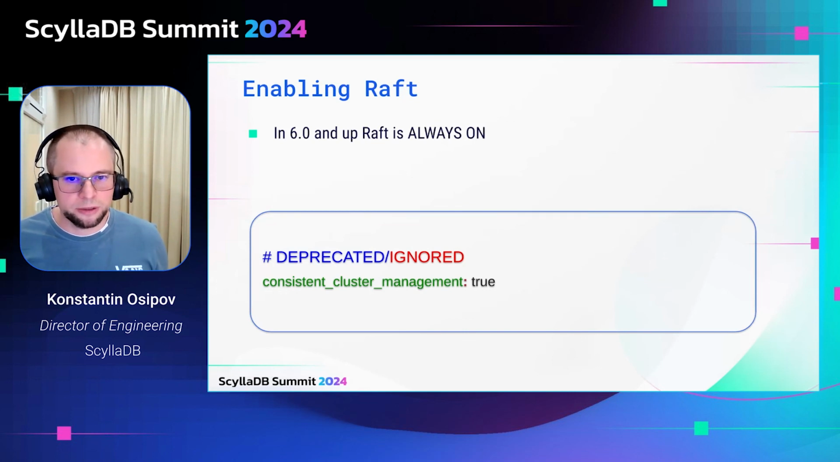So with all that, how do you actually enable Raft in 6.0? You don't. It's always enabled, and I think it's probably the best and the main indication of the journey that we've concluded. So it's always on. We even deprecate and ignore the existing option, consistent cluster management. You can do whatever with it. You can set it from true to false. It's not used. And I hope in the future, and as you can see with the tablets project, this is going to be a strong foundation for Scylla to build data consistency as well.